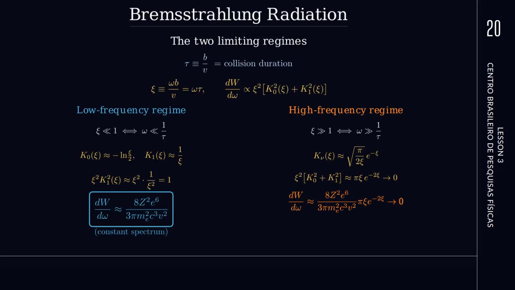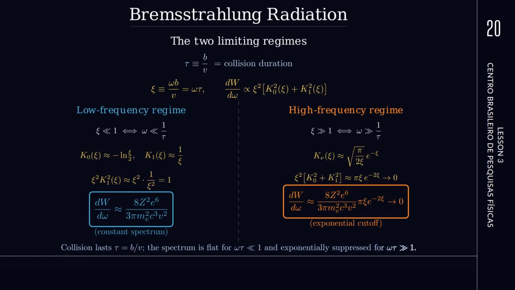The result at high frequencies. Okay, the formula that we found for the spectrum in the previous slide depends on C square and the modified Bessel functions of the second kind. Okay. In the low frequency regime, we can approximate K0 as minus the natural logarithm of Xi over E, and K1 as 1 over Xi. Okay. What happens if we substitute this here and have to multiply by this extra Xi squared?